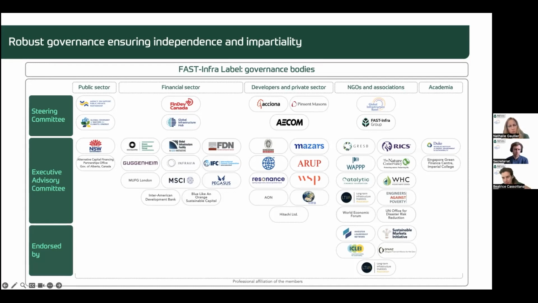We also created a new group, which is the endorsers, to be engaged with the label, which are not exactly governance bodies, but it's also a way to engage with the label. So if interested, please don't hesitate to apply to be part of one, either a governance body or to be an endorser.